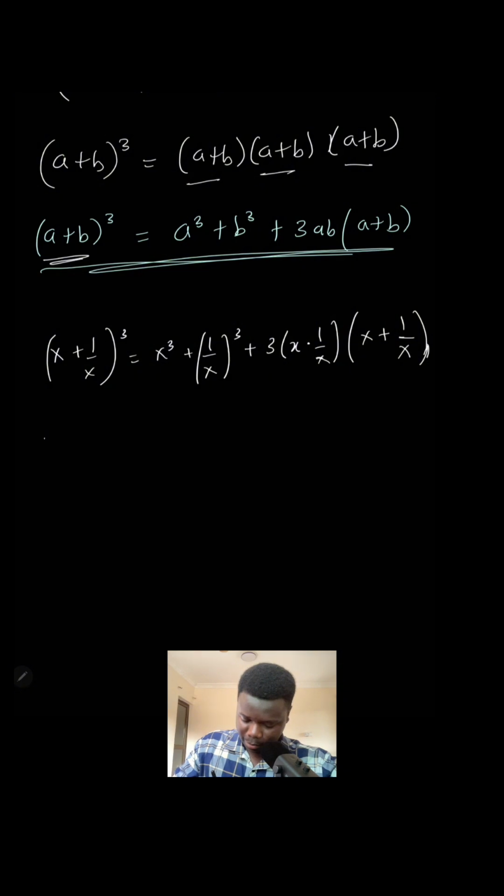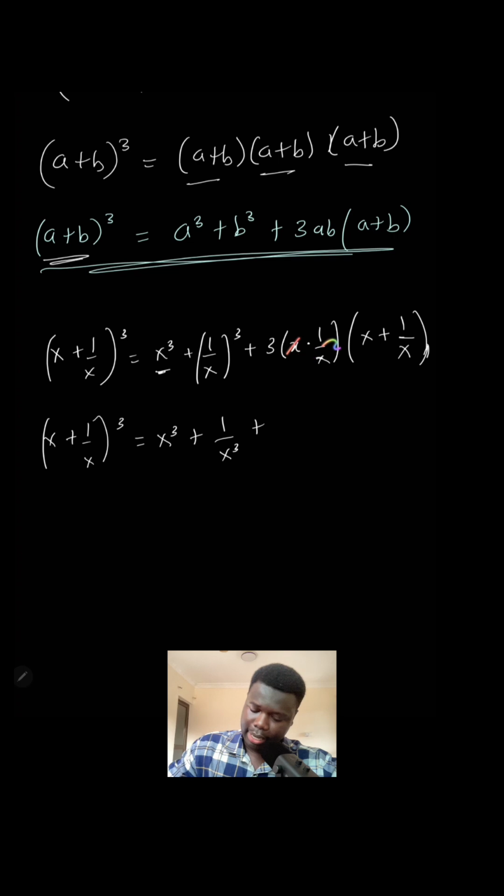So therefore, (x plus 1 over x) all cubed will be equal to, so this cube is the same as x cubed, right? Plus, so this cube is going to be 1 over x cubed, because 1 cubed is 1 and x cubed is x cubed. Plus, now x times 1 over x is going to be 1. So we're going to have 3 into brackets x plus 1 over x this way.